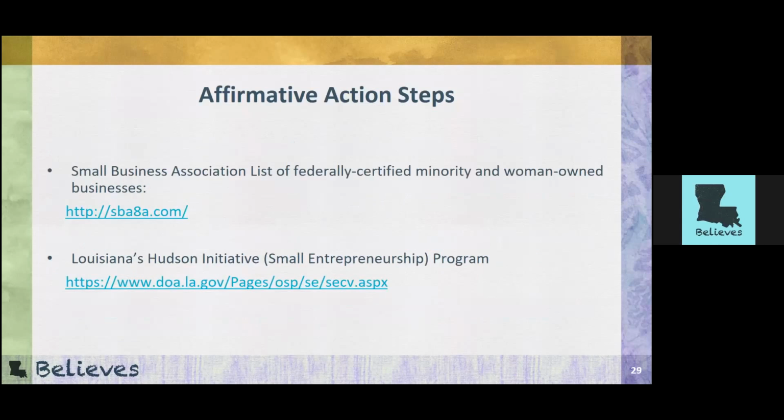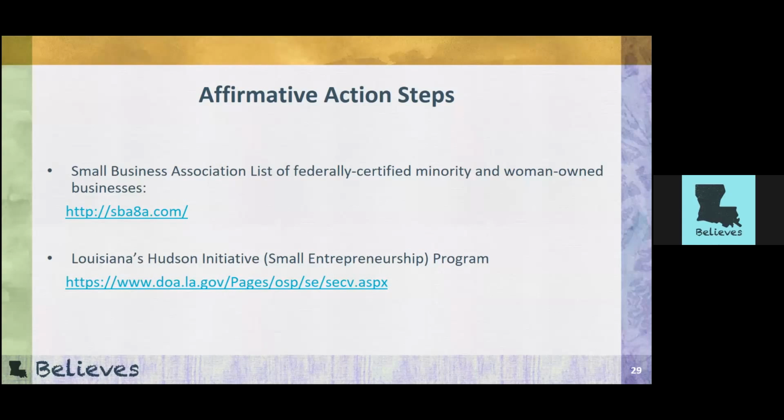While the affirmative action statement and steps have to be included in the solicitation, the SFA must also indicate in their procurement plan how this is going to be accomplished. I've included 2 links here that can be researched in order to find qualified small and minority businesses and women's businesses. It's both the SBA list and the Hudson Initiative list.